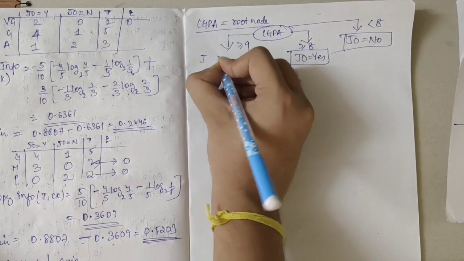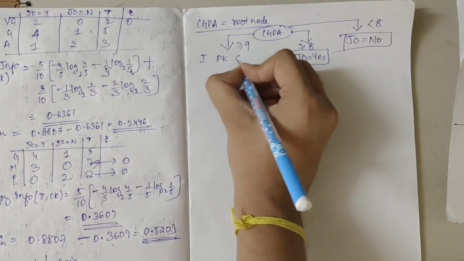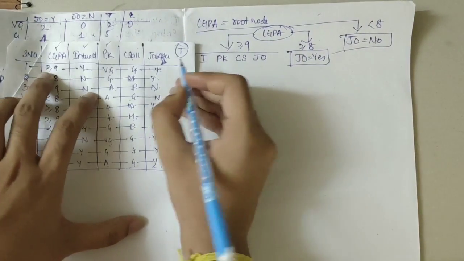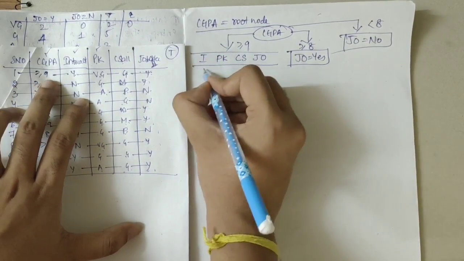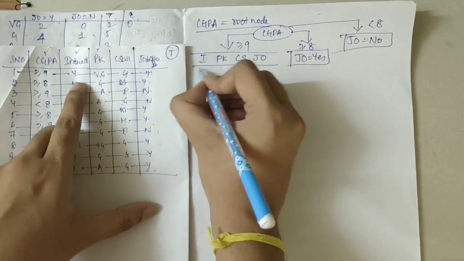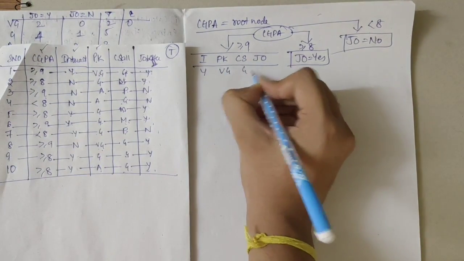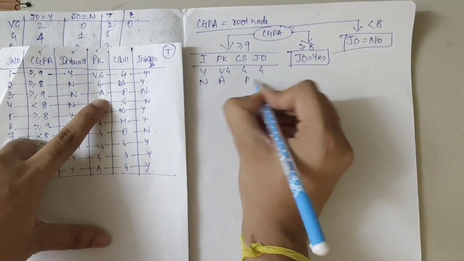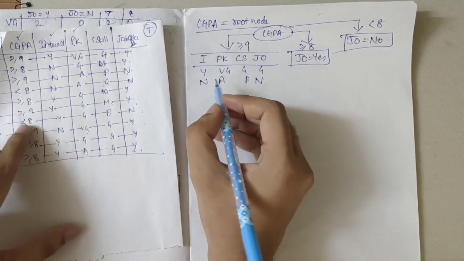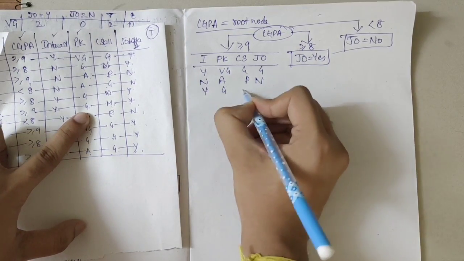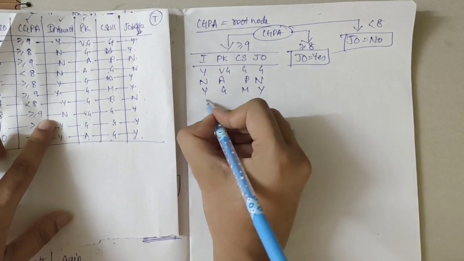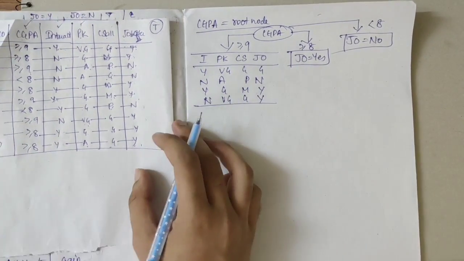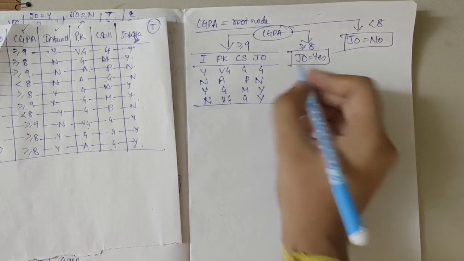The table has interactiveness, practical knowledge, communication skills, and job offer. So greater than or equal to 9. I'll write this firstly, and this would be excluded. I'll start from here: Y, Vg, G and G. Then I have 9 here, so N, A, P and N. Then I have 9 here, so Y, G, M and Y. Then again I have greater than or equal to 9: N, Vg, G and Y. So I have written for all the 4 values.